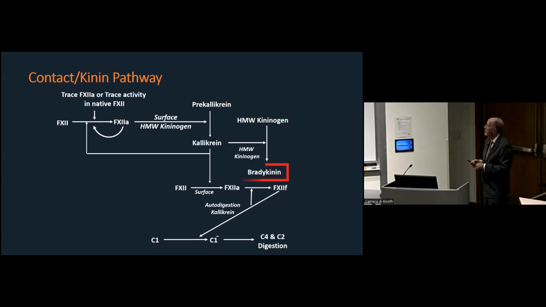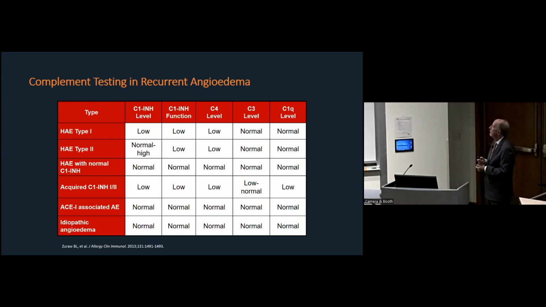So what happens then is simply this: bradykinin is produced, and that then interacts with the receptors on the vascular endothelium and causes swelling. So these are the complement studies that you might look at in patients that have recurrent angioedema, again, without wheals. Across the top, you can see C1 inhibitor level, C1 inhibitor function, C4, C3, and C1q.